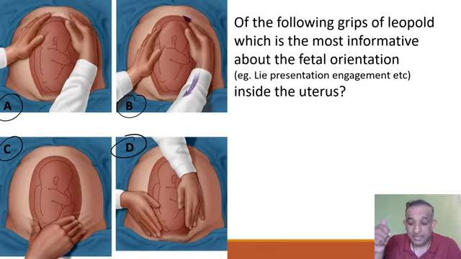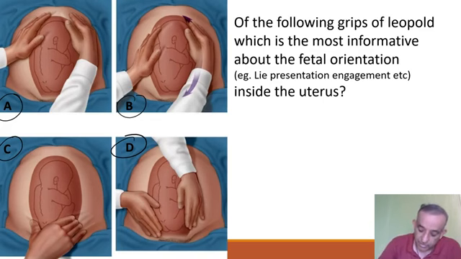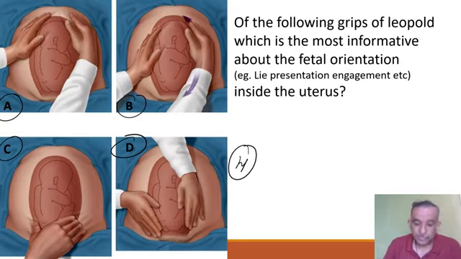And the fourth one tells me whether it's the breech or it's the head. It tells me if it is engaged or not engaged. If it's the head, it also informs me if the head is flexed, deflexed, or extended. So that's why the fourth maneuver is the most informative. Okay, D is the answer to this question.